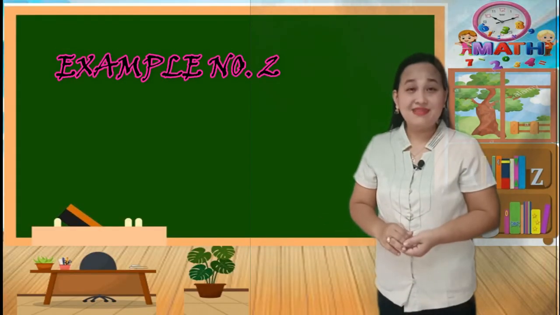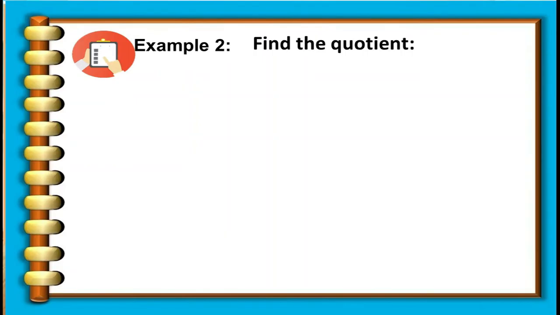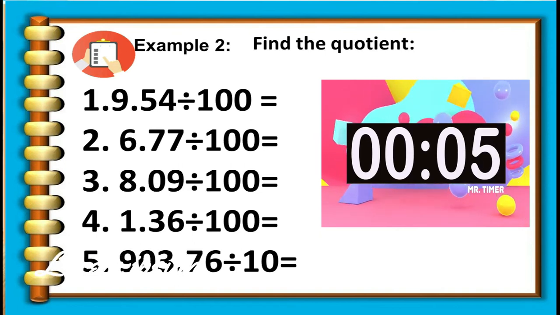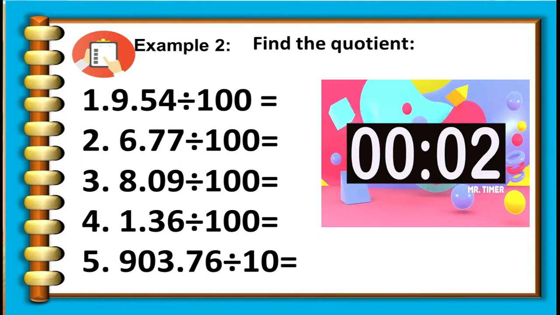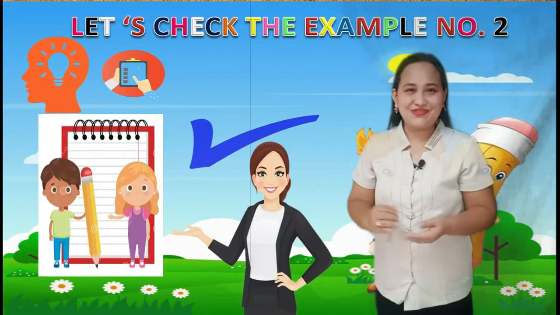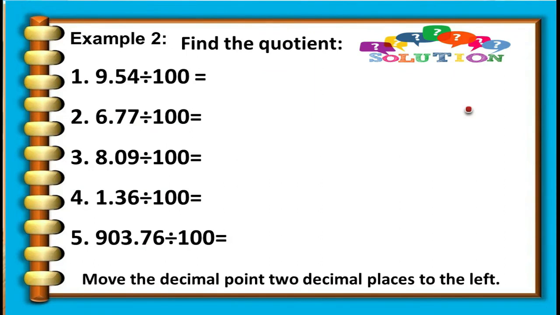Let's move on. Example number 2. Are you ready? Let's go. Find the quotient. You can pause the video to answer that for 1 minute. Let us answer example number 2. For number 1, how many zeros are there in 100? Very good! We have 2 zeros. It means you are going to move the decimal point 2 decimal places to the left.